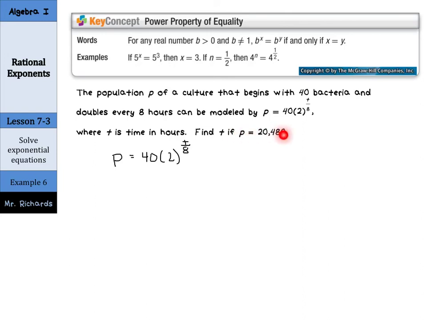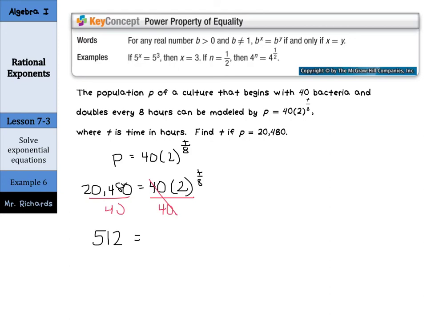Now, we're given the P, so we can substitute in for P: 20,480 equals 40 times 2 to the T over 8 power. Now, we can actually simplify this before. We can divide by 40 here on both sides. That simplifies. On the left side, 20,480 divided by 40 is 512. And that's going to be equal to what's left on the right, 2 to the T over 8 power.